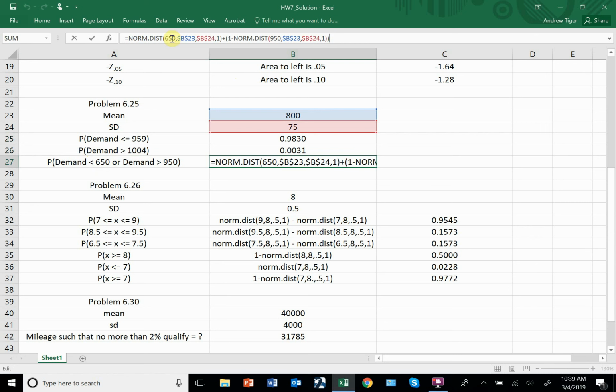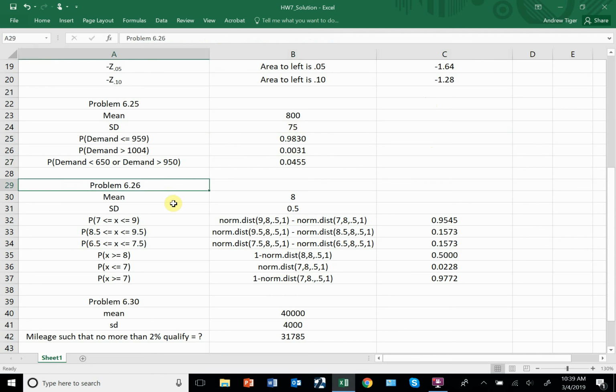Area to the left is 650, you put in 650, that's what this first half does. This finds the area to the left of 650. The area to the right of 950 is this part of it. That's the area to the right of 950, add those up. So I added them up.